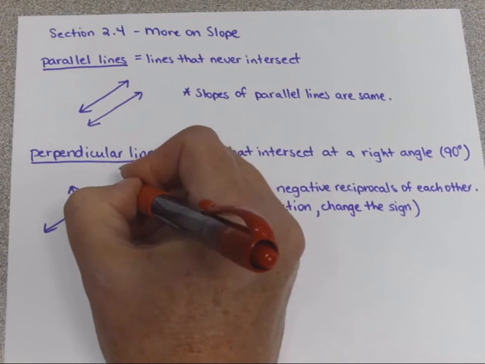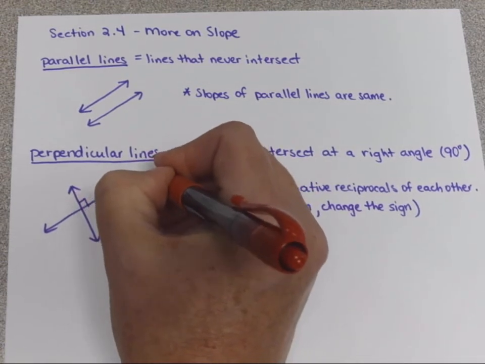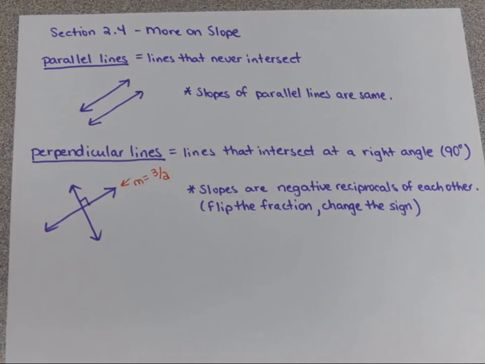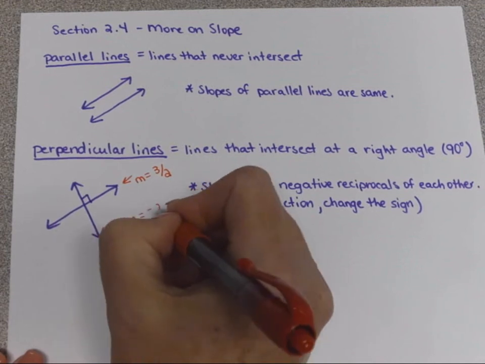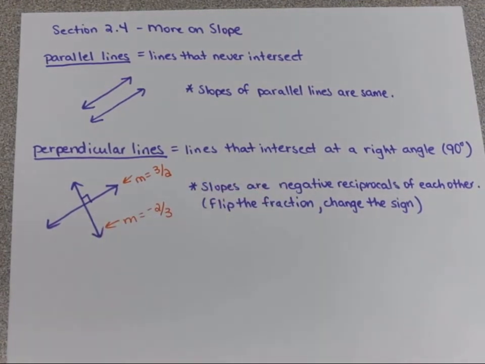So let's say that I just told you that this slope was 3/2. Then what does that mean the slope of this one would be? Yeah, it would have to be negative 2/3. We'd flip the fraction and change the sign.